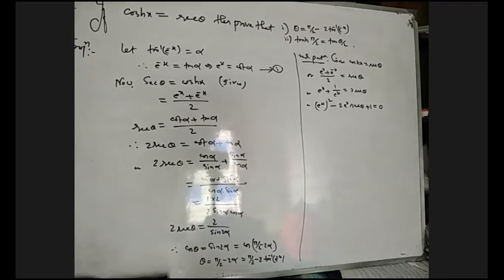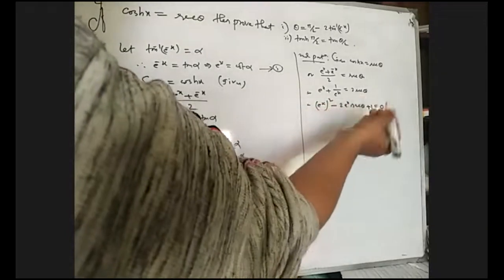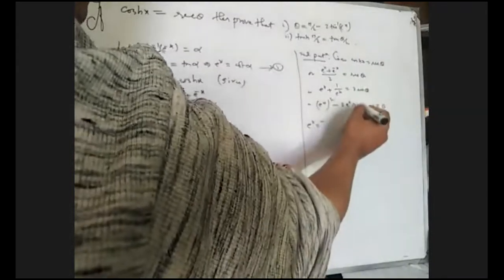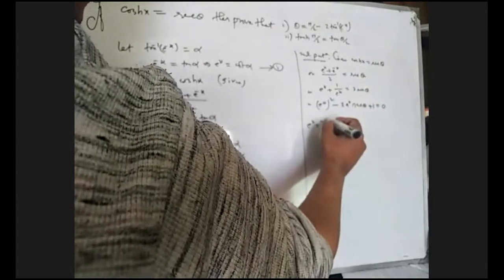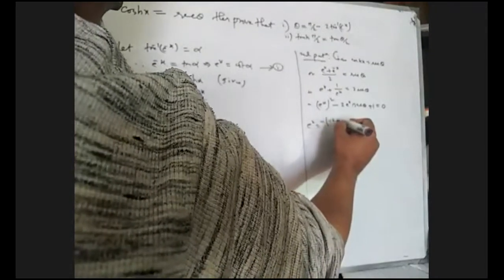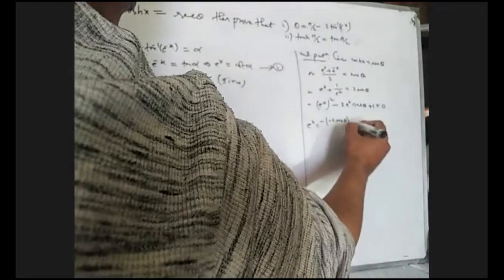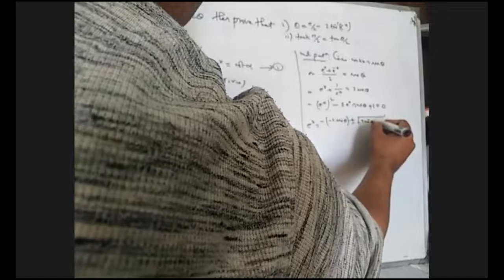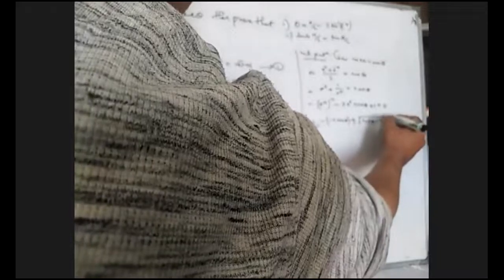This is the quadratic in e to the power x. So for the quadratic equation x squared plus bx plus c equals 0, what will x be? x equals minus b, where b is the coefficient, minus 2 sec theta, plus or minus the square root of 4 sec squared theta minus 4c. Here a is 1 and c is also 1, divided by twice a.